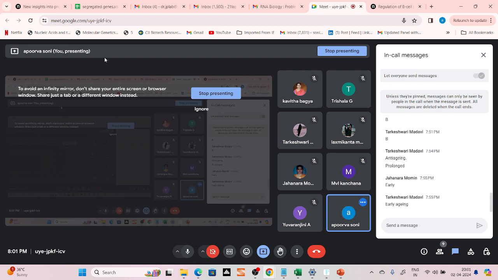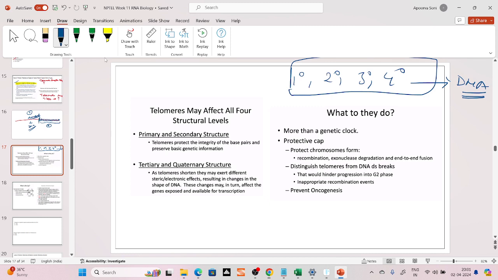Okay. And they do not only protect your chromosomes at one level, not only at the primary structure level. At the secondary structure level also they are protecting. At the tertiary and quaternary structure levels also they are protecting. So how do they protect at the primary and secondary structure level? They protect the integrity of the base pairs and preserve the basic genetic information. Because ultimately, see, the most important part of the primary, secondary, tertiary, quaternary structure is the sequence of the base pairs, the ATGC sequence.